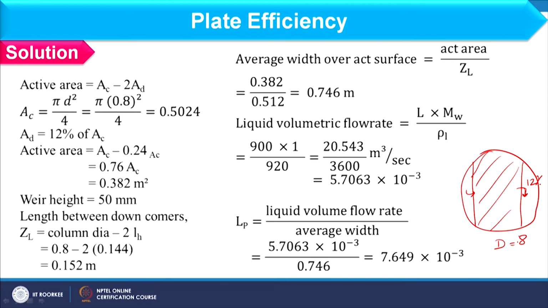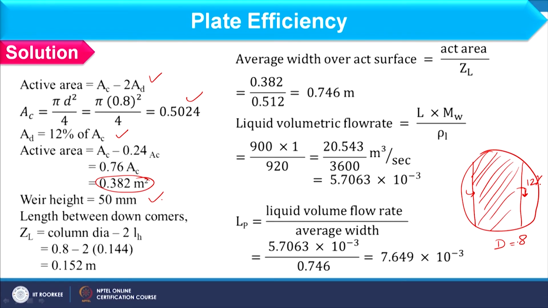Fine. So, column area we understand, and twice the downcomer area if we deduct, we can find out the active area. Okay. So, that is basically column area minus 2 AD, that is the downcomer area. So, column area you can find, 12% of this is the downcomer area. So, active area you can calculate as 0.382 meter square, okay. Weir height is given as 50 mm.